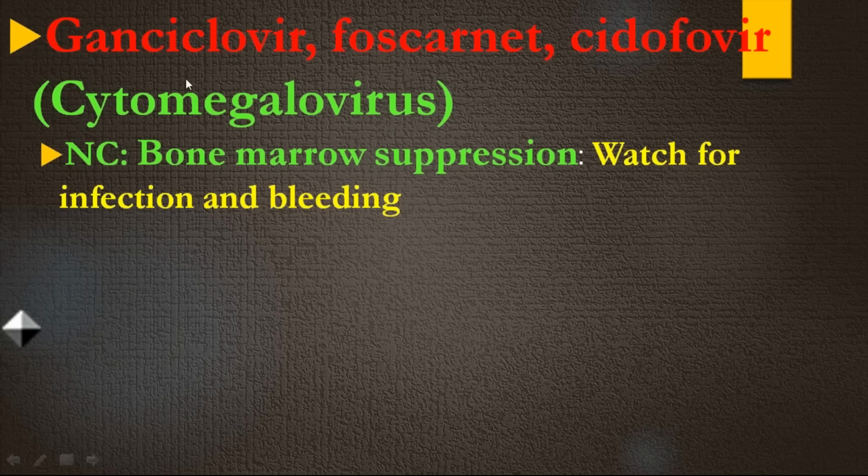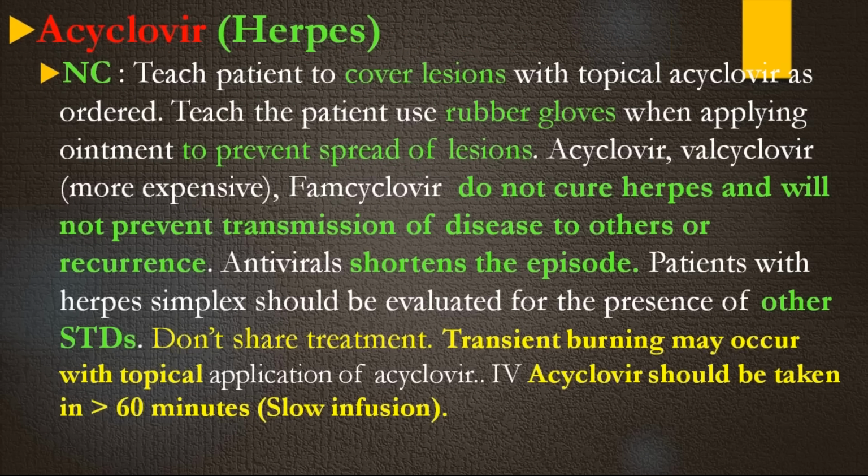Cytomegalovirus is treated with ganciclovir. Ganciclovir. It's a gangster, right? Remember? And we have bone marrow suppression. So bone marrow suppression, BMS, means that you need to watch for infections, bleeding, etc.